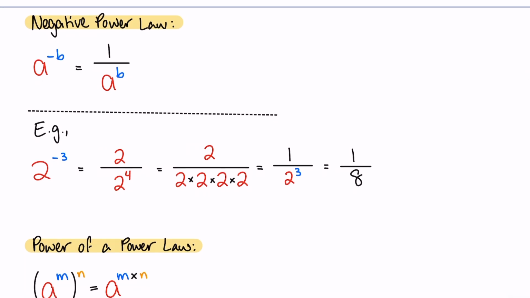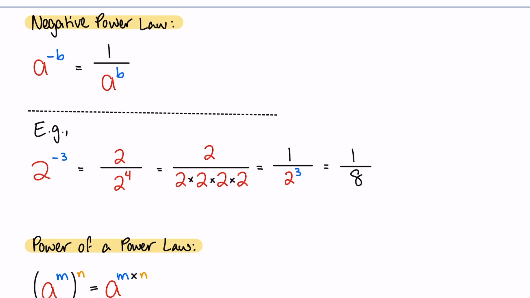The next exponent law I'd like to talk to you guys about is the negative power law. This law states that any number to the power of a negative exponent is equal to 1 divided by that same number to the positive version of that exponent. So for example, we have 2 to the power of negative 3. That is the same thing as 1 divided by 2 to the power of positive 3. And when we solve, we get 1 over 8.